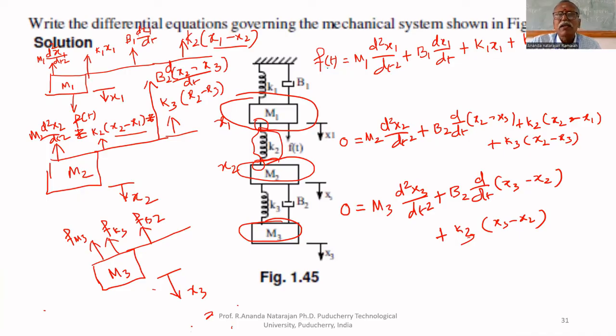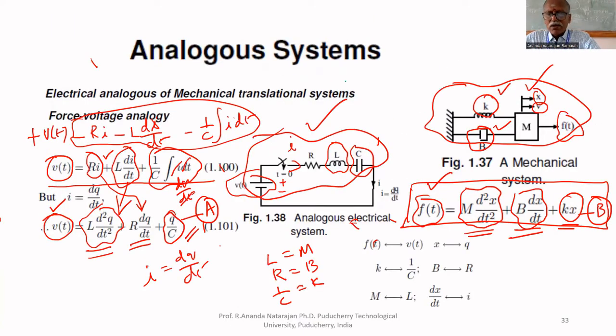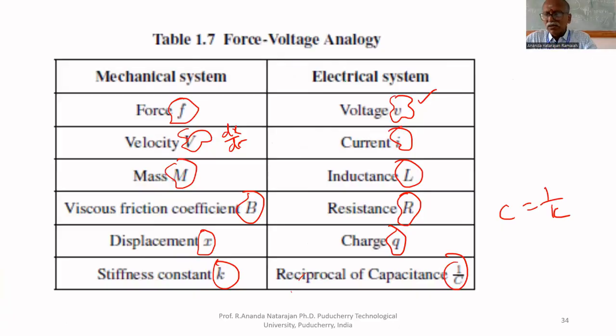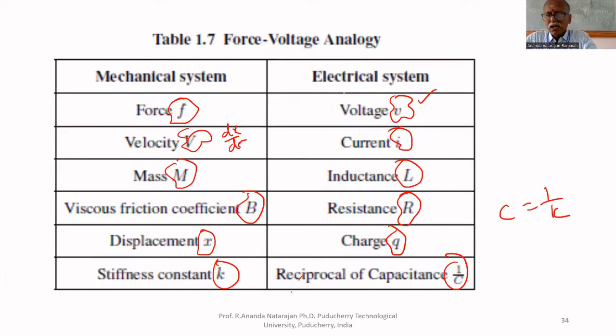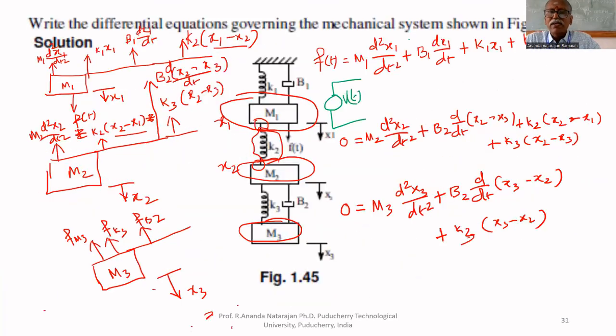The first loop, what all is there? F of t. That is V of t. Already we have seen, applied force is identical to V of t. M equal to what? L. B equal to R. That you have to remember. So now M equal to L, the inductor. L1 equal to M1.